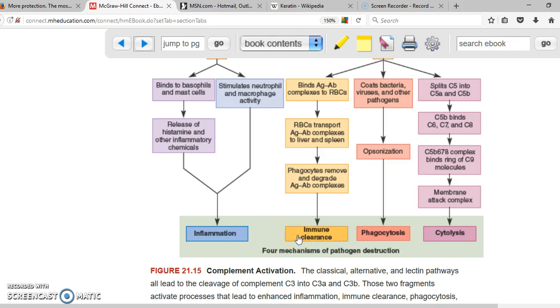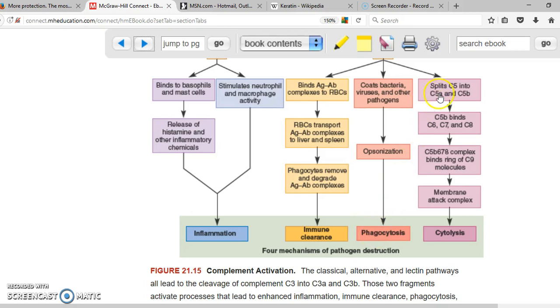Immune clearance is when the antibodies and the antigens get together. They are going to go with the red blood cells into the spleen and the liver, and the macrophages in the spleen and the liver are going to destroy this antigen-antibody complex. The next one is that C3 is going to attach to the bacteria, and this is going to flag this bacteria in order to be destroyed by the white blood cells in our body. This flagging by the C3 is called opsonization, and that's going to initiate phagocytosis.